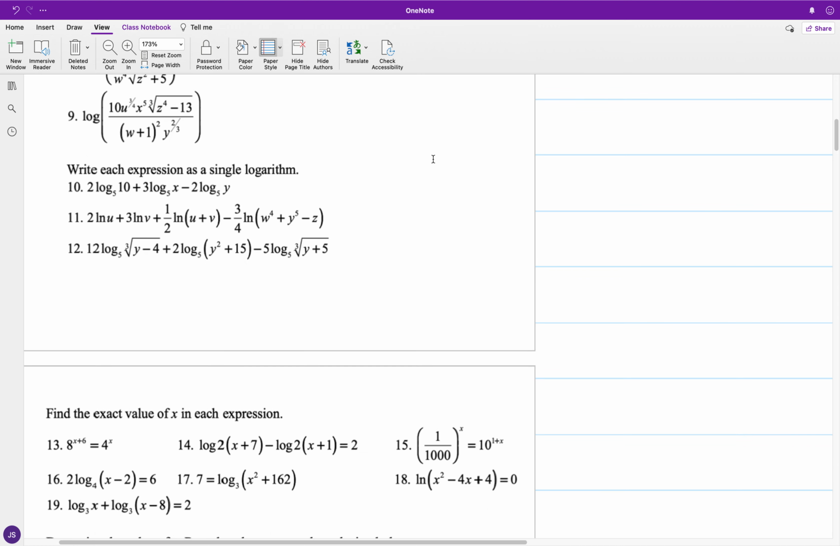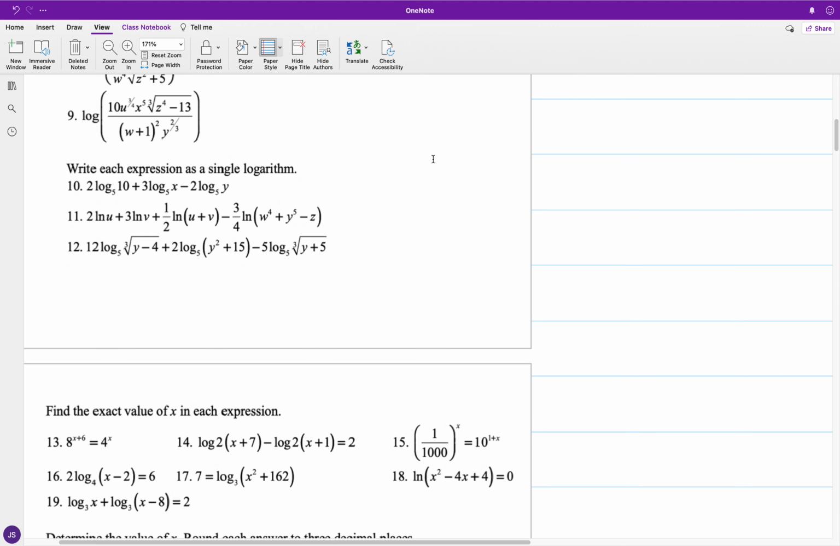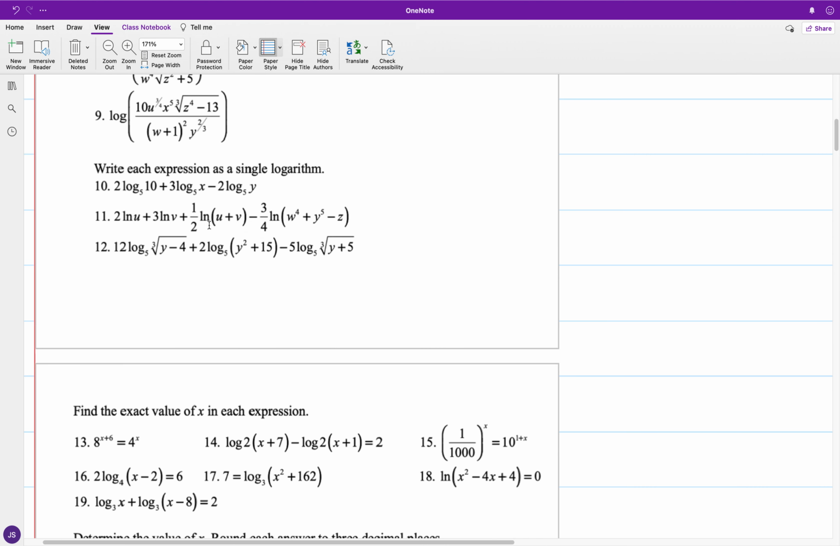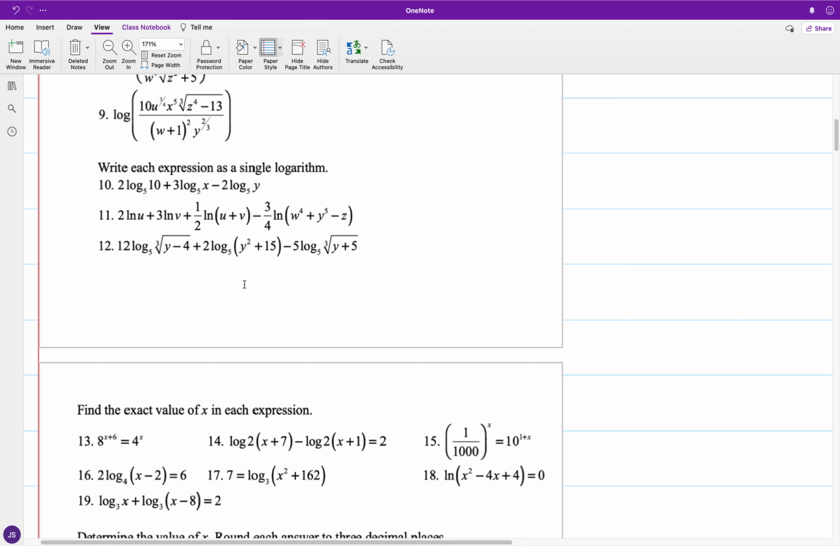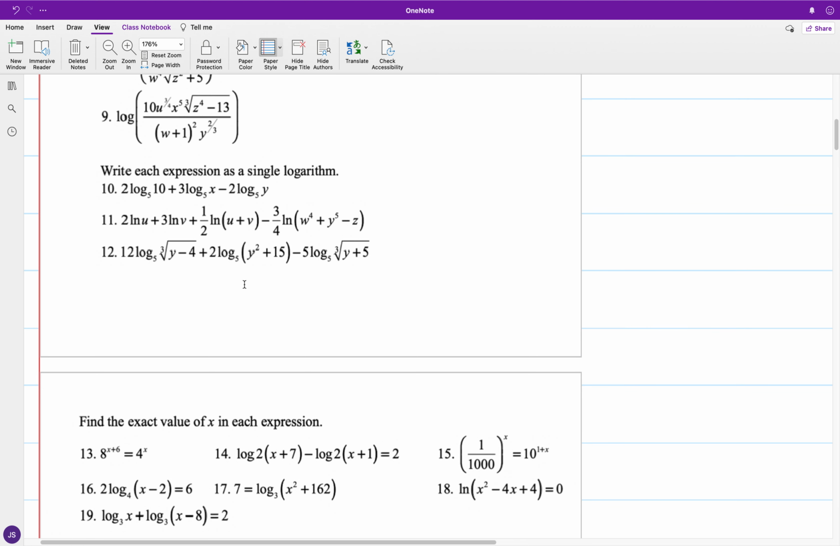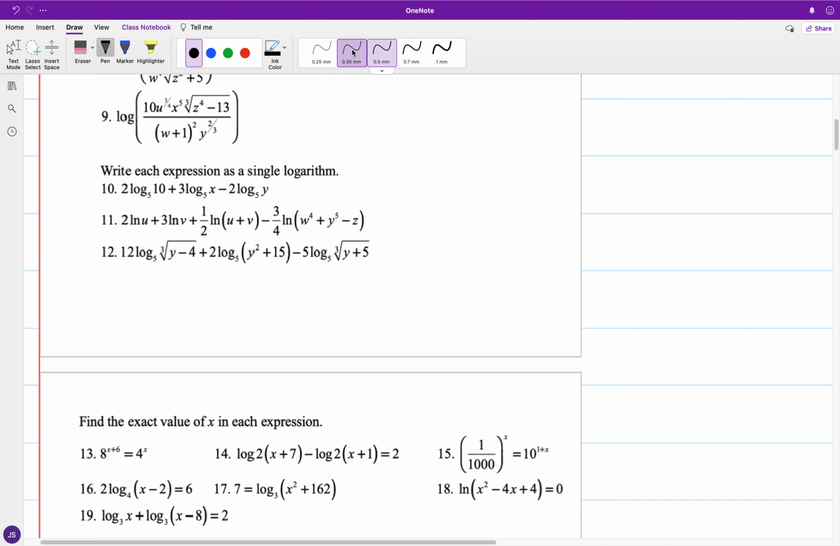And in this problem, okay, we have 12 times the base 5 logarithm of the cubic root of y minus 4 plus 2 times, okay, the base 5 logarithm of the quantity of y squared plus 15 minus 5 times the base 5 logarithm of the cubic root of y plus 5. And just looking at taking what we have here and combining as a single base 5 logarithmic term.